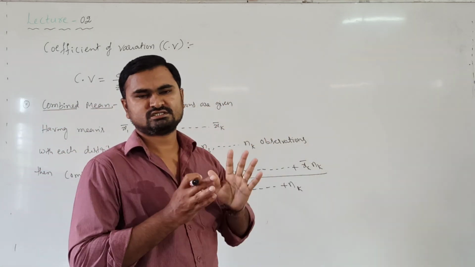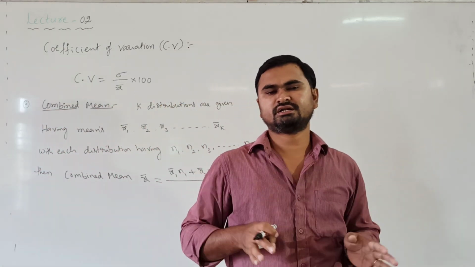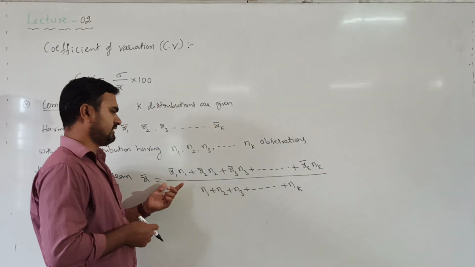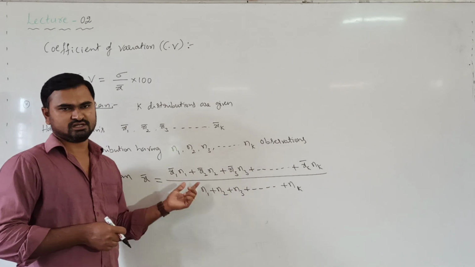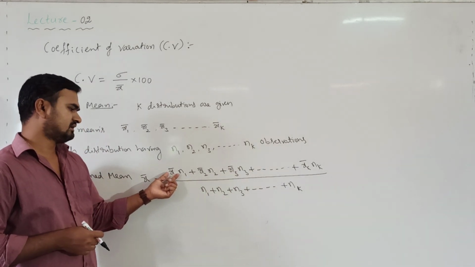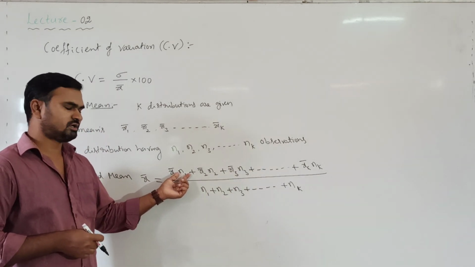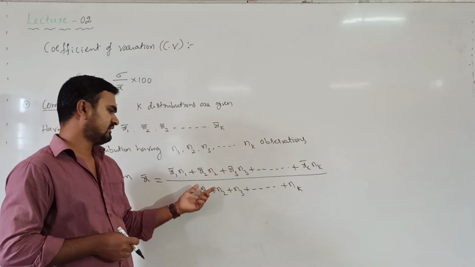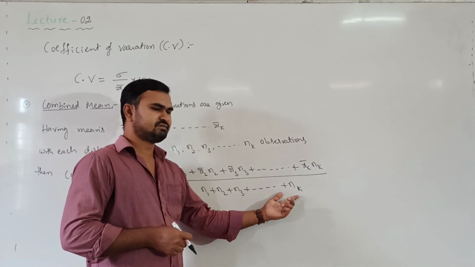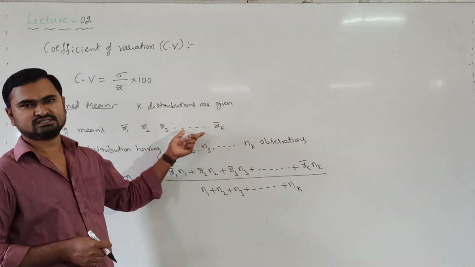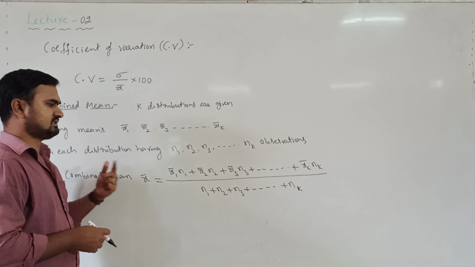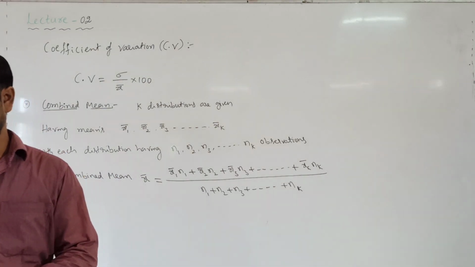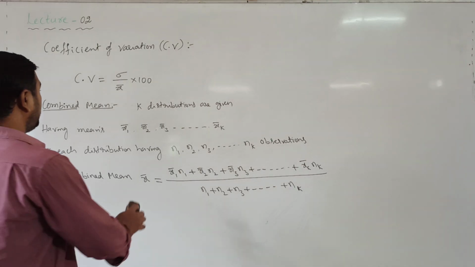So these many distributions are given. Now for all the distributions, I want to find the combined mean. For the combined mean, you have to remember this formula. We are multiplying these means with the number of observations for each of these distributions and taking the sum, divided by the sum of observations in each of these distributions. So this is the formula for combined mean. Next, we'll study one important formula.